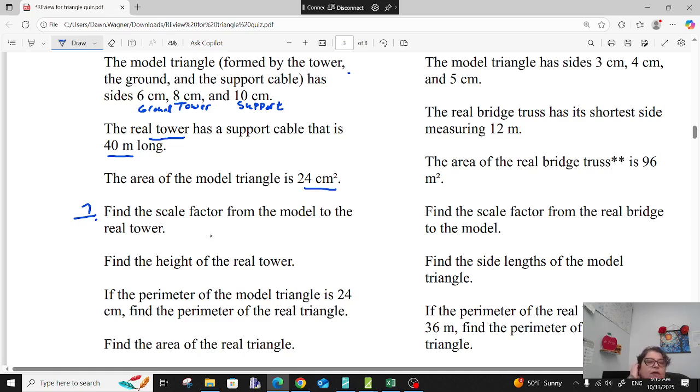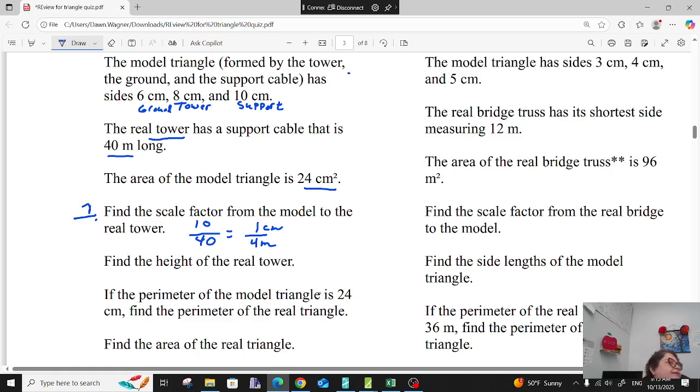So if the support cable is 10 centimeters on the small one, but on the real tower it's 40 meters, you would do 10 over 40. Go ahead and reduce that fraction, and it should have been 1 centimeter. For each centimeter, it's 4 meters.